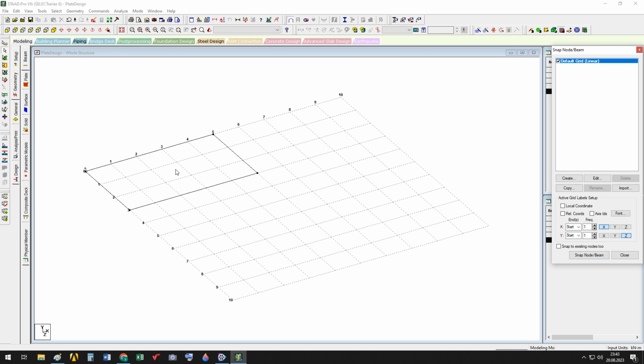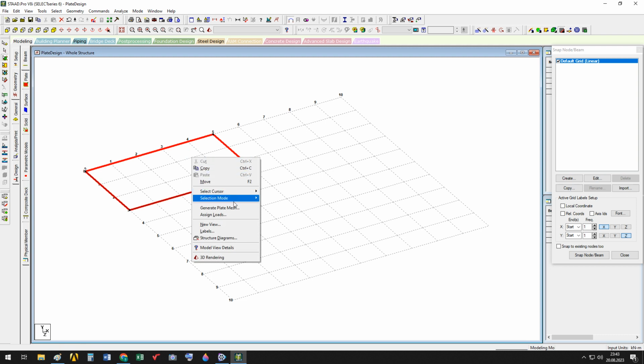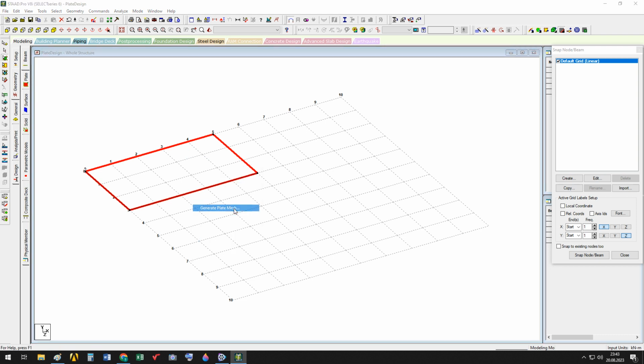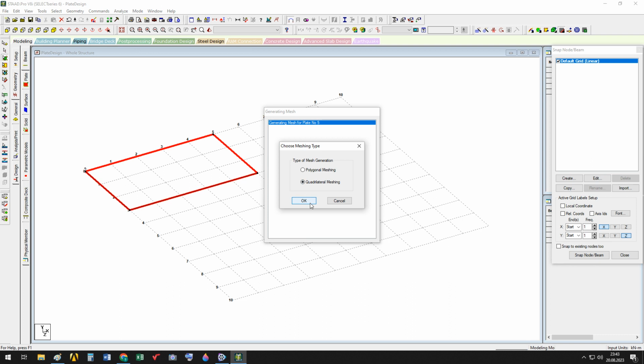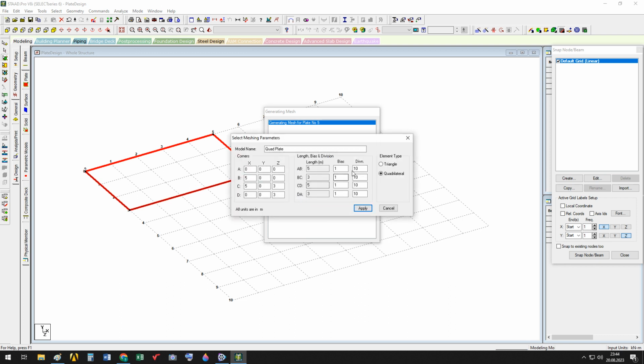Now I want to create my plate. Let's create our plate. We can create a plate using different options or commands. Okay, plate is also created. Let's divide this plate and the surrounding edge beams into sub-elements, which means generate plate mesh. I will use quadrilateral meshing.